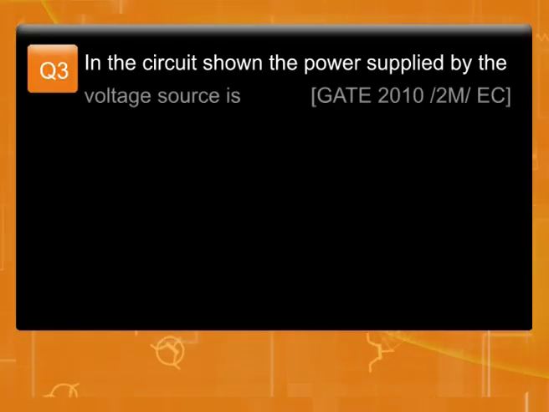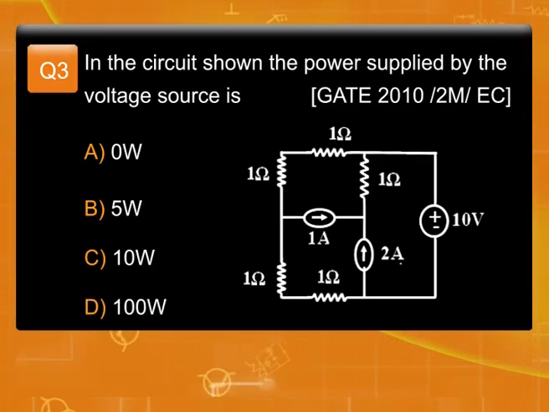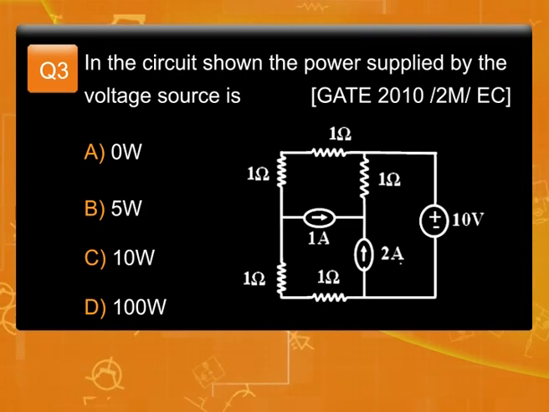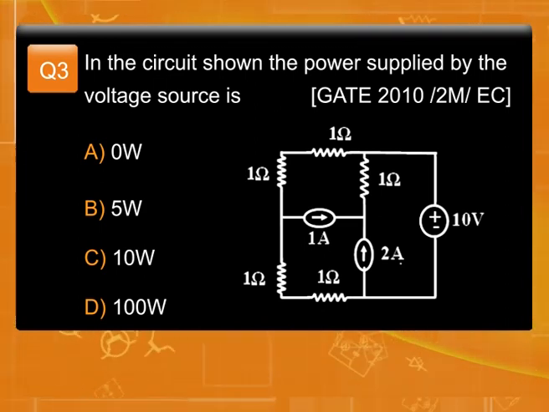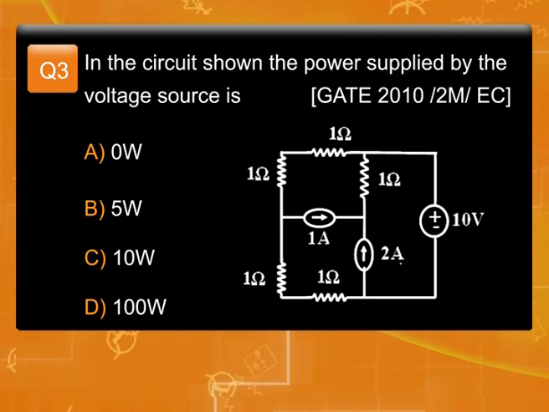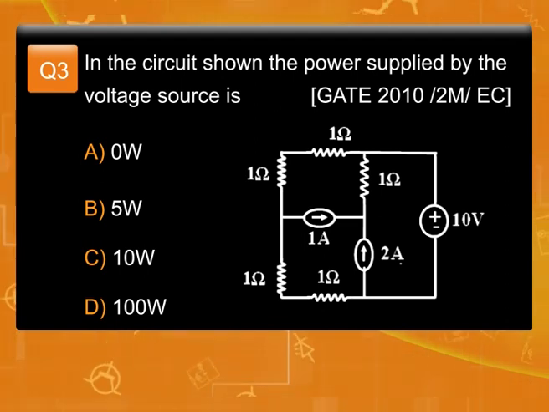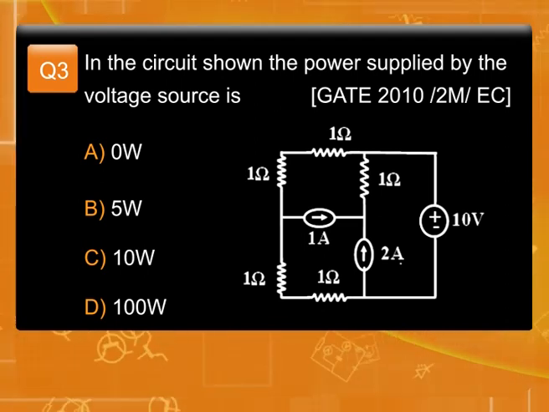Let's go to the third problem. In the circuit shown, the power supplied by the voltage source is, because power is normally supplied by different sources, asking for the voltage source. That means among all these we have 10 volts. This is given in GATE 2010, 2 marks for EC. EC means electronics and communication. The options given are 0 watts, 5 watts, 10 watts and 100 watts. So let us take this problem as the circuit given and solve it slowly. This is a little bigger, that's why 2 marks are given.